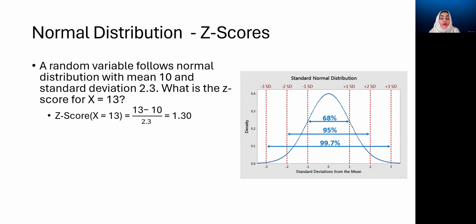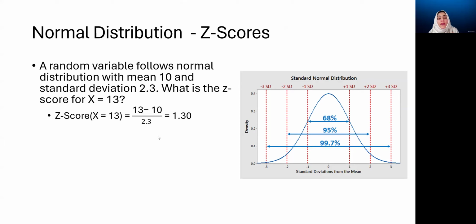Now, what is the z-score for x equal to 13? For that, you just need to put values in that expression that we have just seen, which is x minus x bar over sigma. So x here is 13, the value for which we need to find the z-score, minus 10, which is the mean, divided by 2.3, and we get 1.3. So for a value in your data set which is 13, you get a corresponding value of 1.3 in the standard normal.